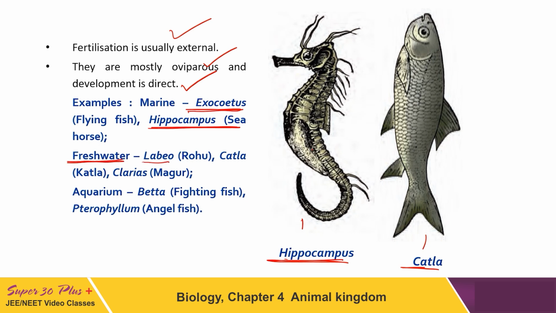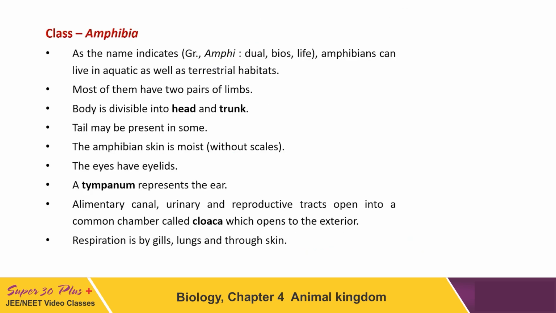Freshwater fish, which are edible ones, are Labeo, that is rohu, katla, and Clarias. Then aquarium fishes are Betta, the fighting fish, and Pterophyllum, the angelfish. These are examples of aquarium fish. So that was about the classes Chondrichthyes and Osteichthyes. You can see here in this case the mouth is terminal. Is it clear? Now I'll switch on to the next class.